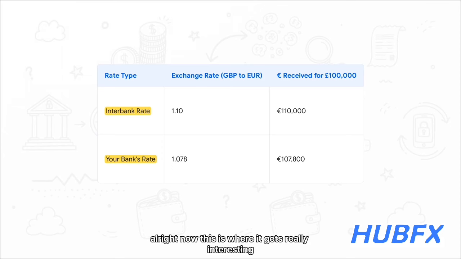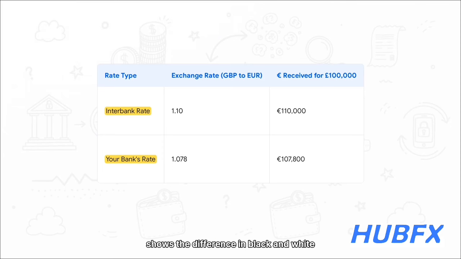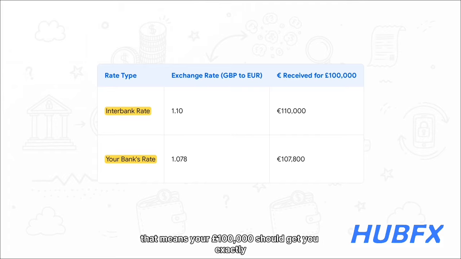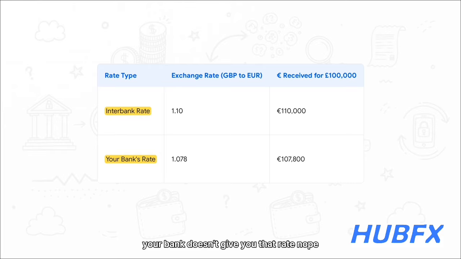All right, now this is where it gets really interesting because this slide shows the difference in black and white. In our scenario, the real interbank rate is 1.10. Simple math, right? That means your £100,000 should get you exactly 110,000 euros. But, and this is the big but, your bank doesn't give you that rate. Nope, they offer you their own retail rate, something like 1.078. It looks close. I mean, it's just a couple decimal points, right?